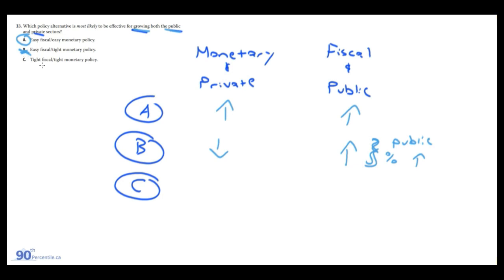And then the last one, tight or contractionary fiscal and monetary policy. Of course, that's not the answer, because it would decrease both private and public sector spending.